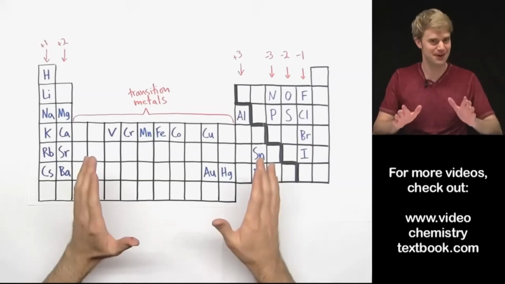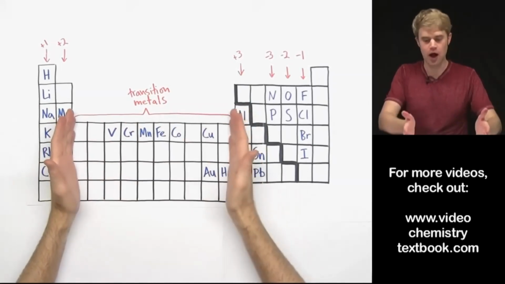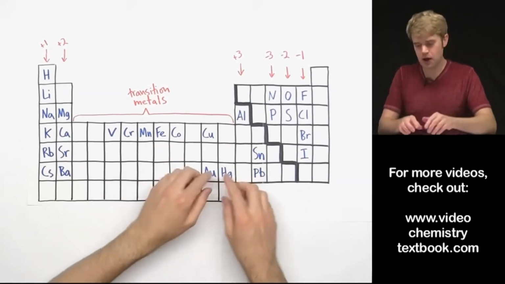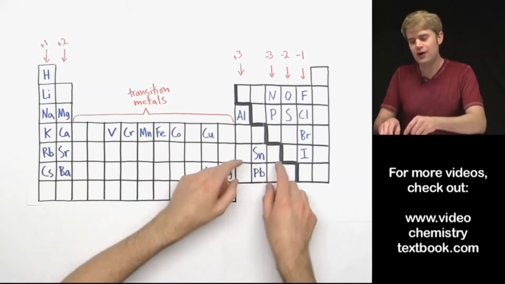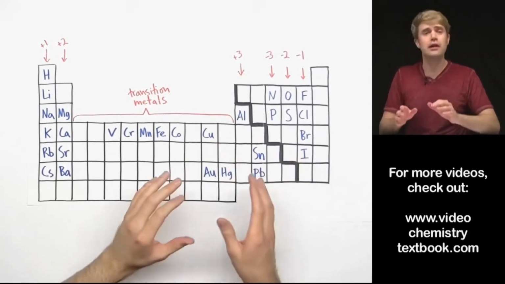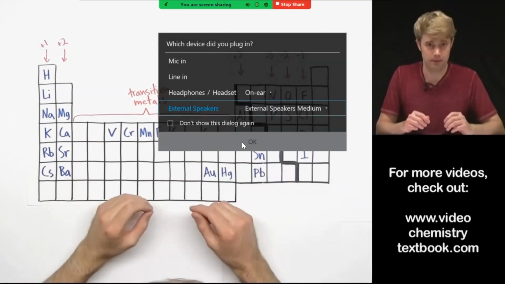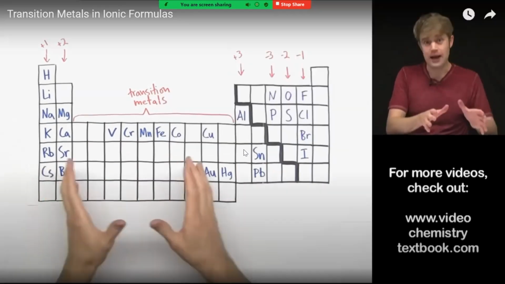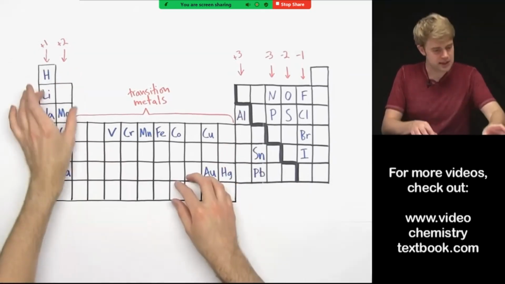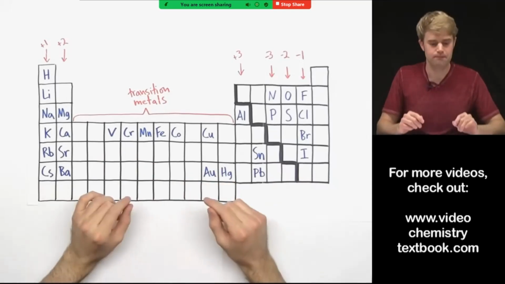Okay, so transition metals. As I said before, the transition metals are the elements in this area of the periodic table. I've written some of the most common ones in. Now, I'm also going to be talking about some of the metals over here. These aren't technically transition metals, but they act a lot like the transition metals in certain ways. So I'm going to be including them in the discussion as well. Now, for ionic bonding and ionic formulas, transition metals are a little bit different from the elements here and here on the periodic table.